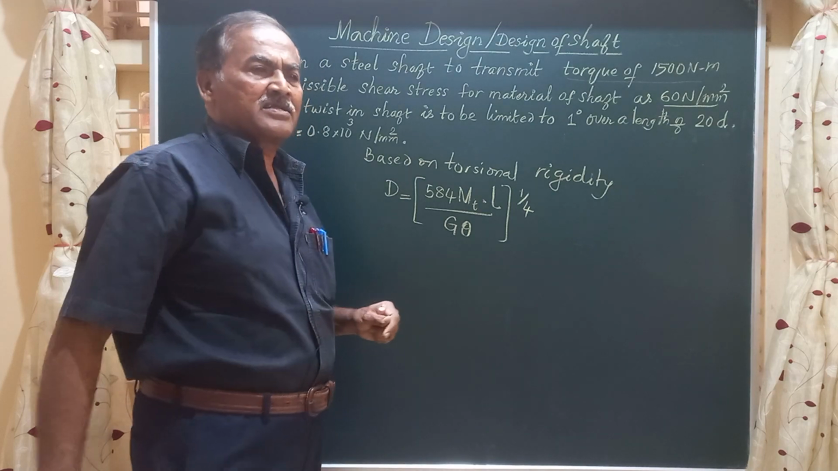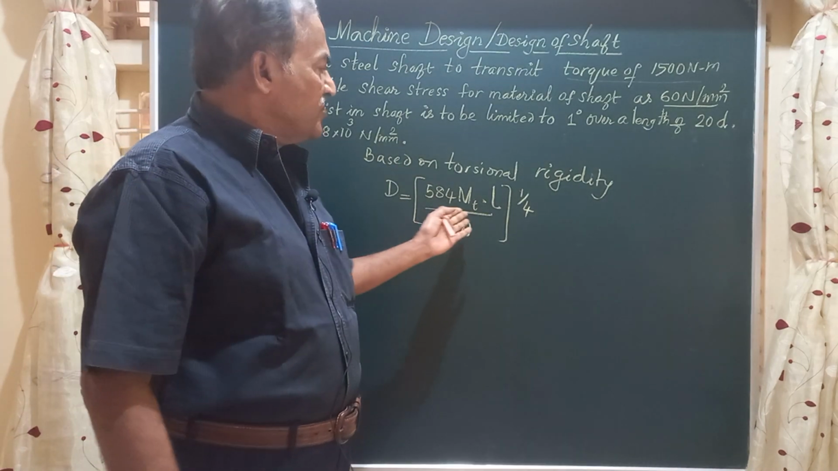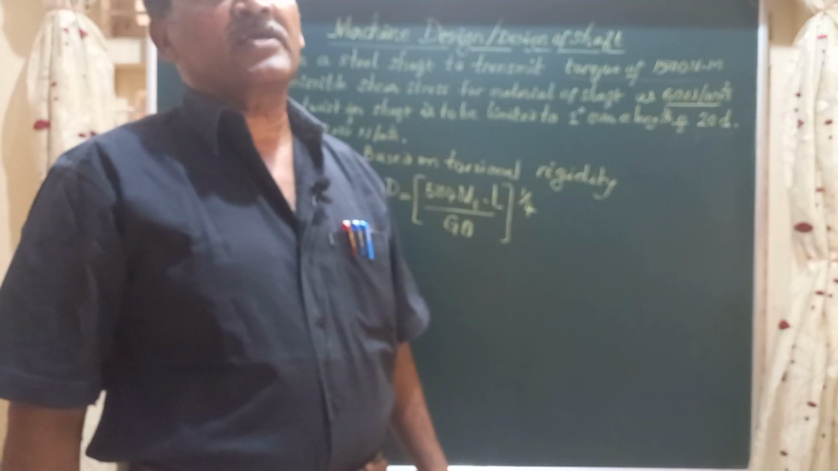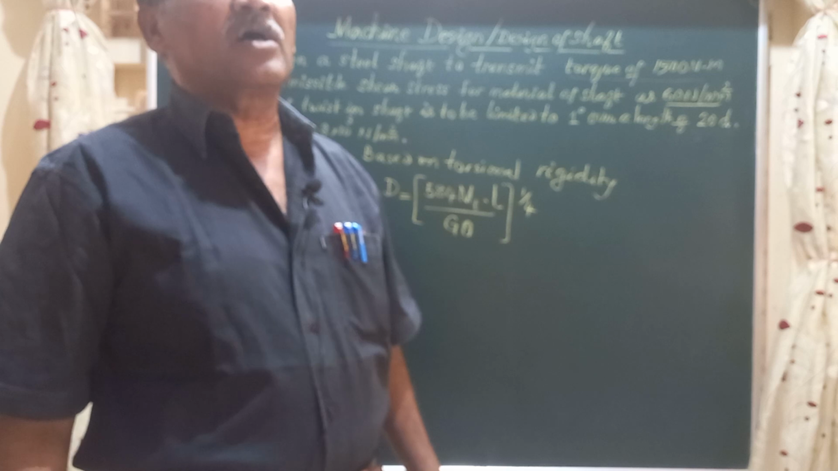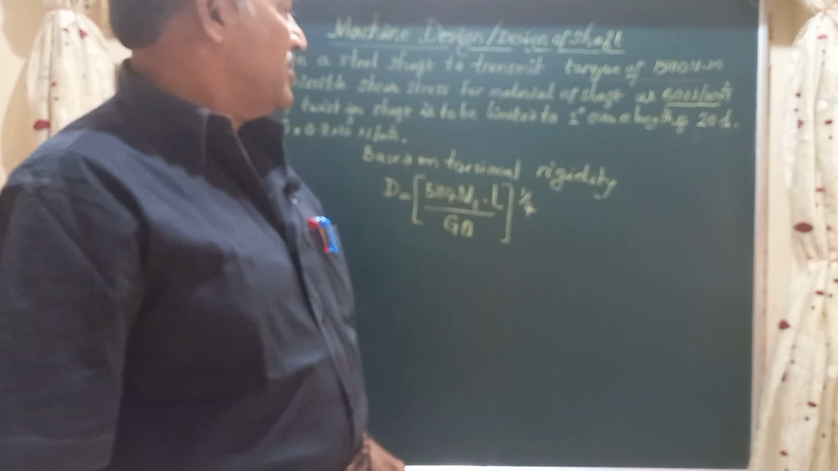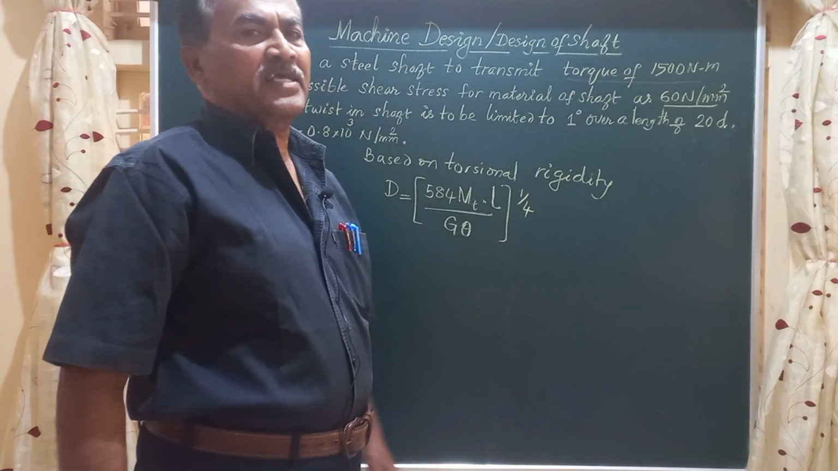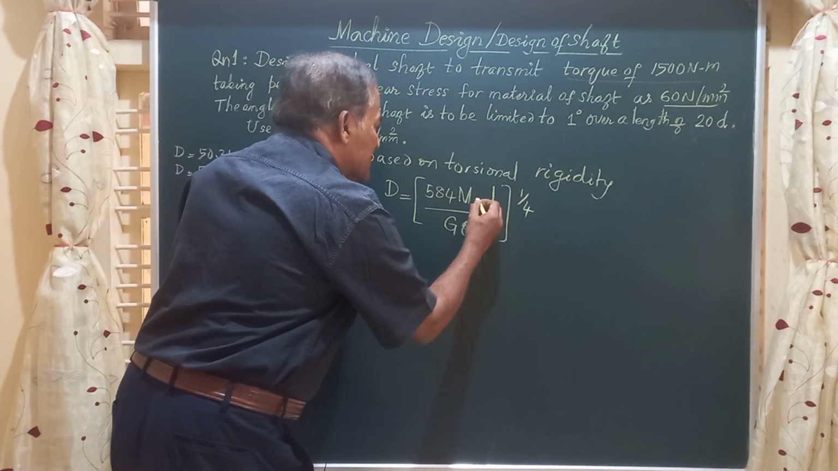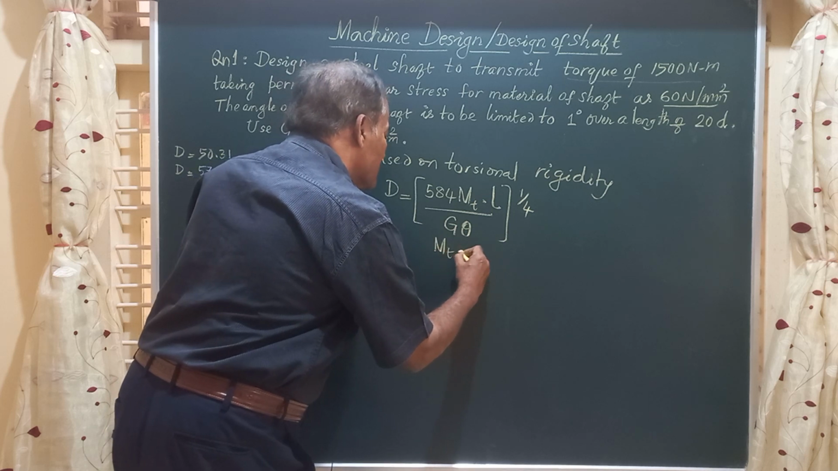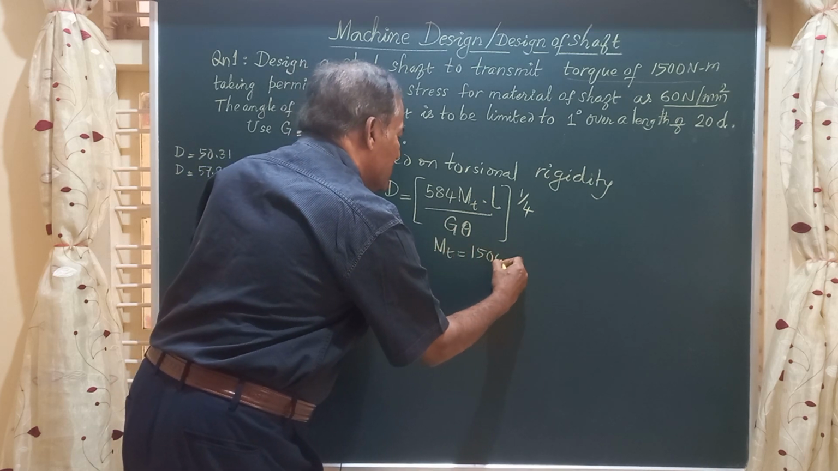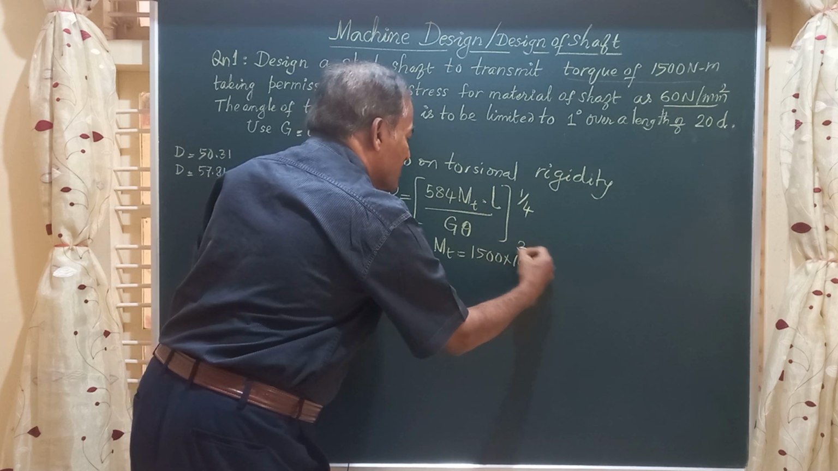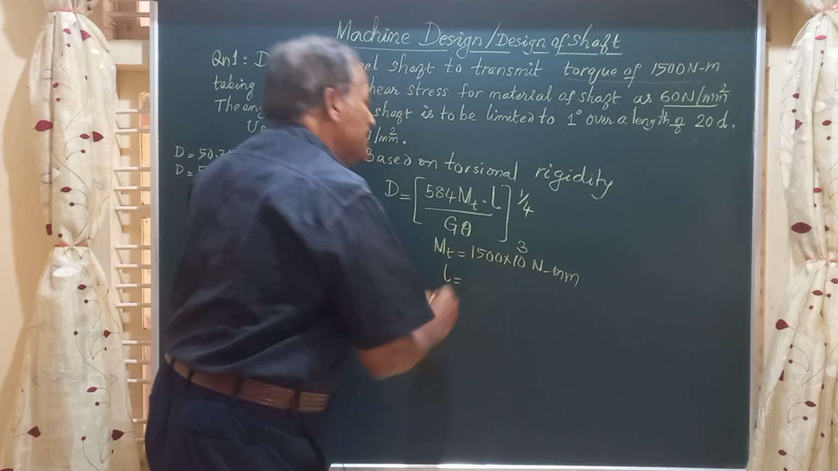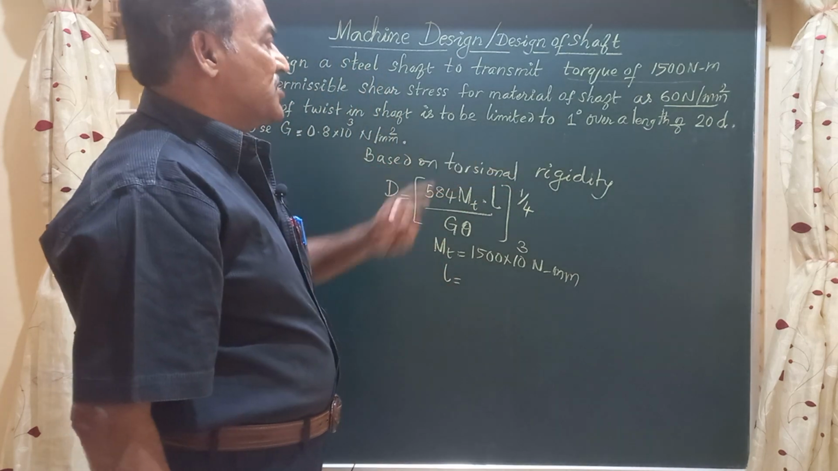Friends, once again, I would like to tell you that you need not remember this equation because in this subject machine design, all the information, either the equation or values tabulated are available, and hence these are also available in the machine design data handbook. Friend, what are these terms here? This MT is a torque we know already. So MT is equal to 1500 into 10 to the power of 3 Newton millimeter. Then L stands for the length of the shaft.